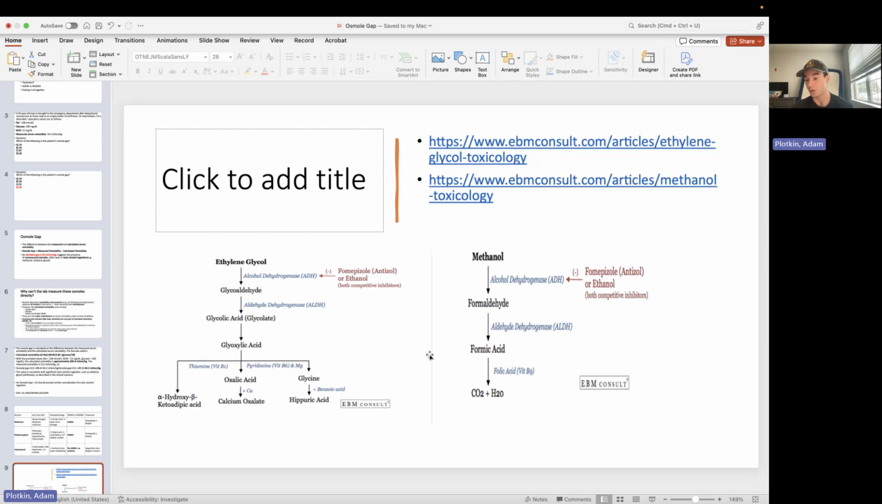So again, your classic questions could honestly be a Step 1 or a Step 2. For Step 2, they're probably going to ask you how you treat it: fomepizole, or ethanol if they're going to try to be cute with it. For Step 1, they might ask you more about the enzyme involved, alcohol dehydrogenase for both of them. All right.